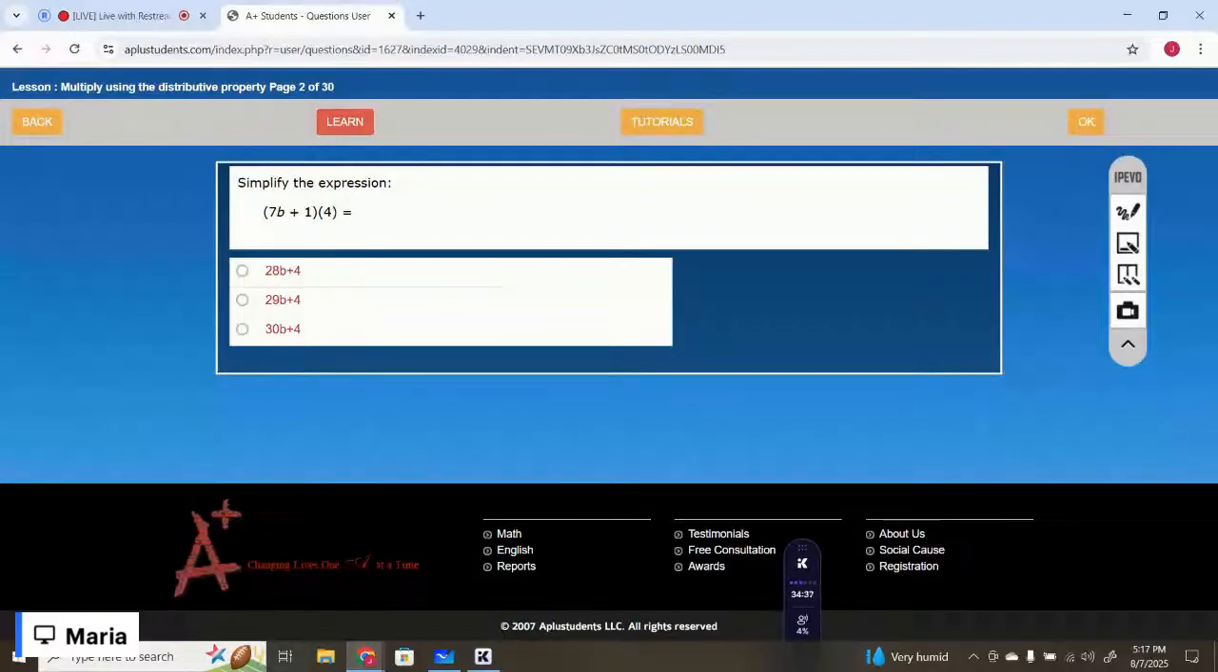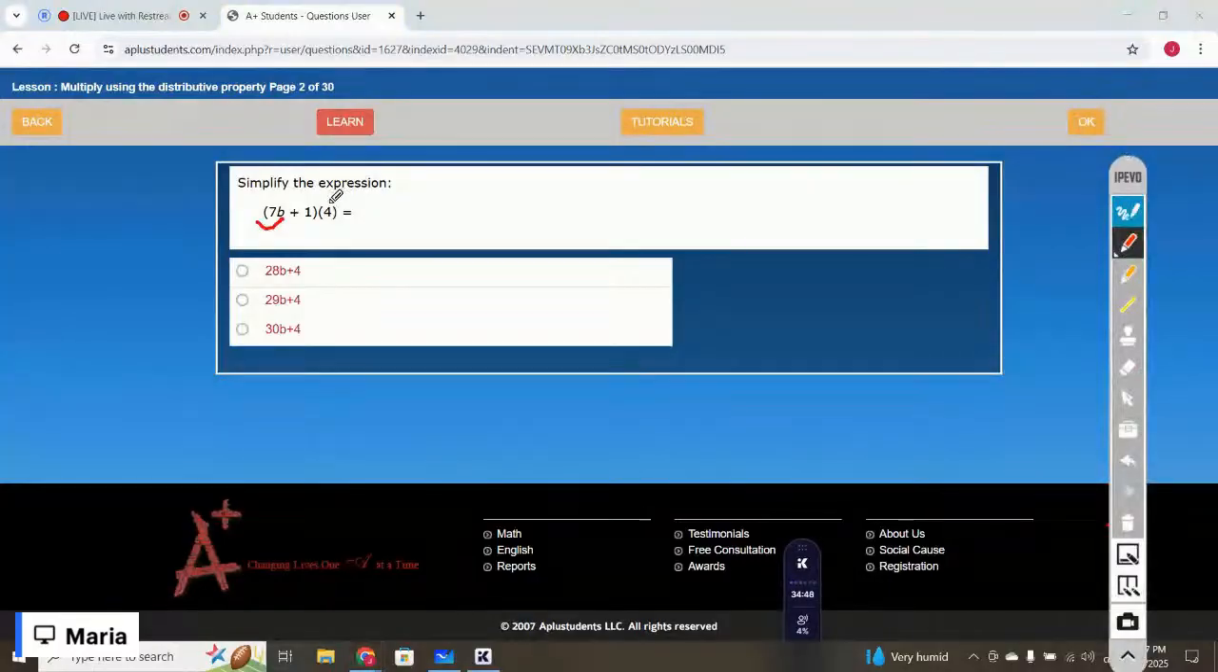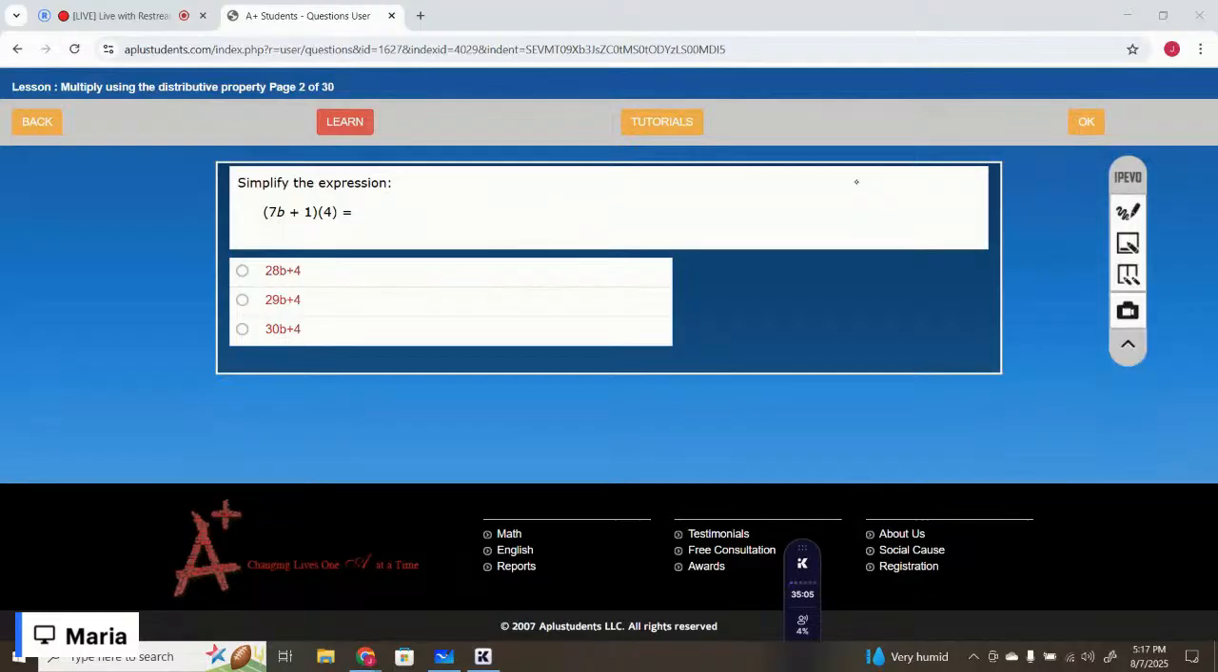Simplify the expression. 4 times 7 is 28. B plus 4. Option number 1 is the correct option. That is 28B plus 4.